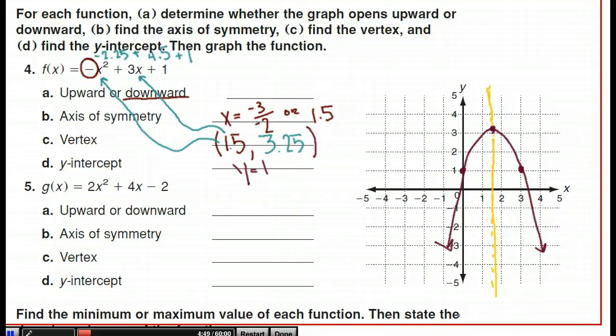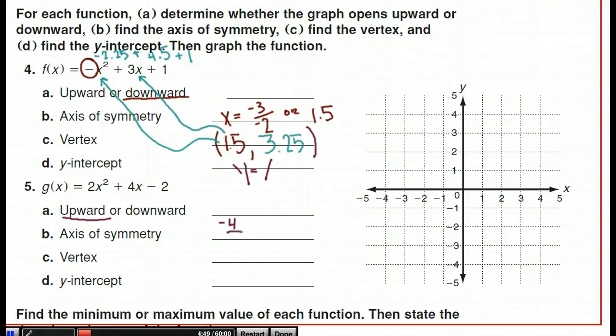So there's number 5. Sorry, number 4. So positive A means it opens up. So this one's going to be opening upwards. Axis of symmetry, opposite of B, which is 4. Negative 4 over 2 times A. 2 times 2 is 4. So the axis of symmetry is going to be x equals negative 1. A little nicer this time.